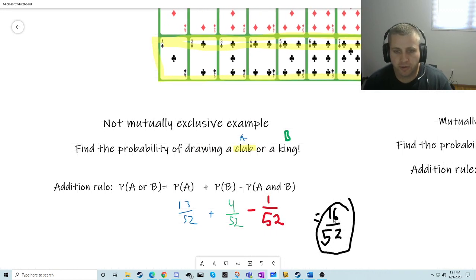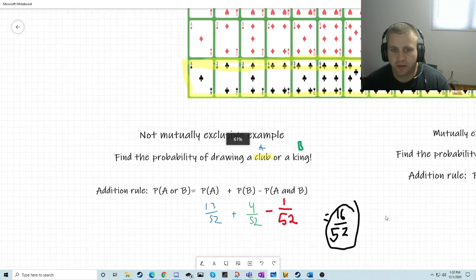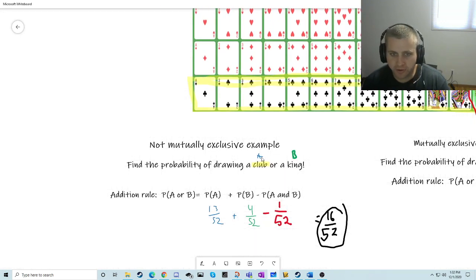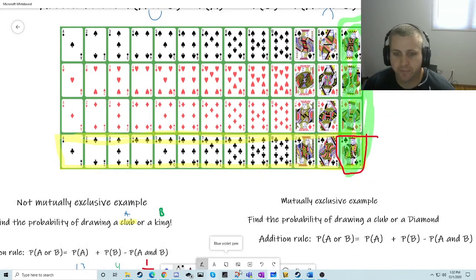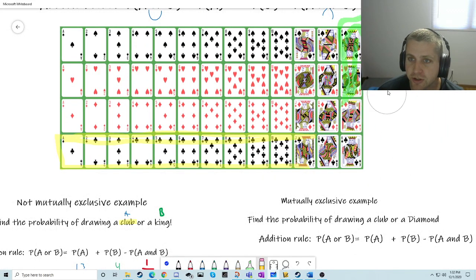So now we're going to do a mutually exclusive example. Not mutually exclusive means there's overlap. We had an overlap example. The next one we're doing is not going to have any overlap. This is actually easier technically, but it confuses people with the rule sometimes.